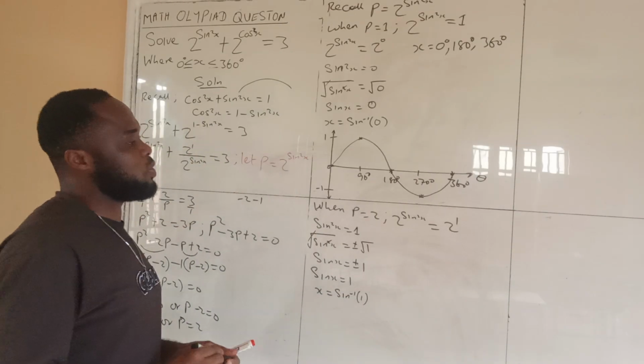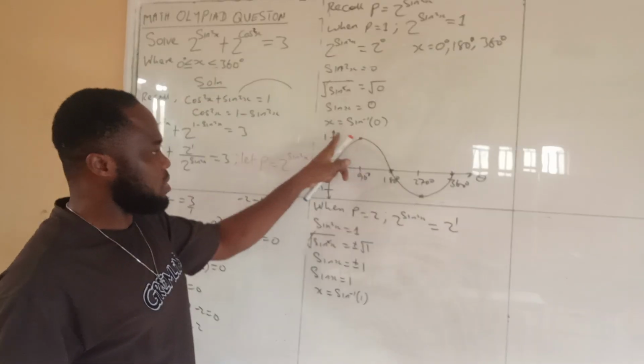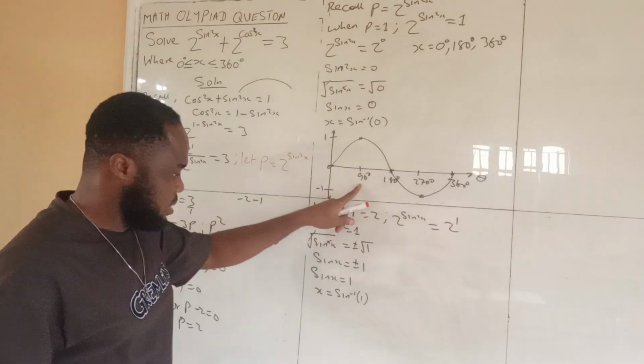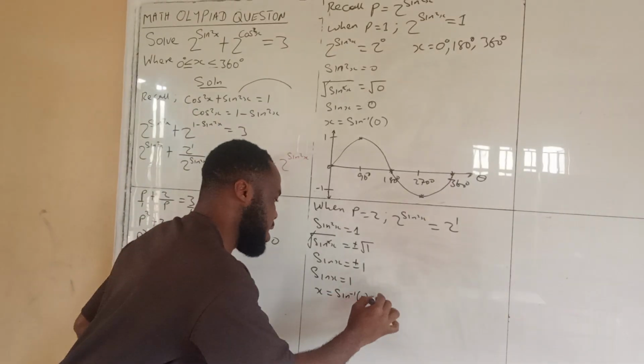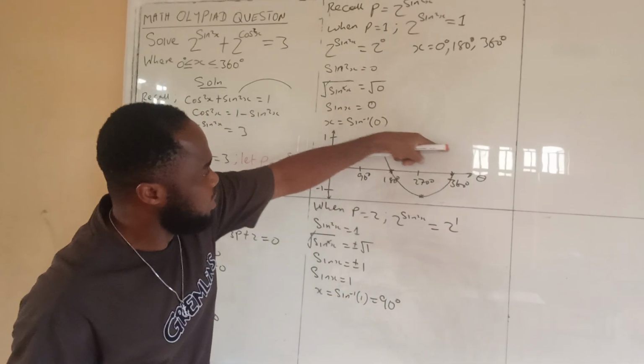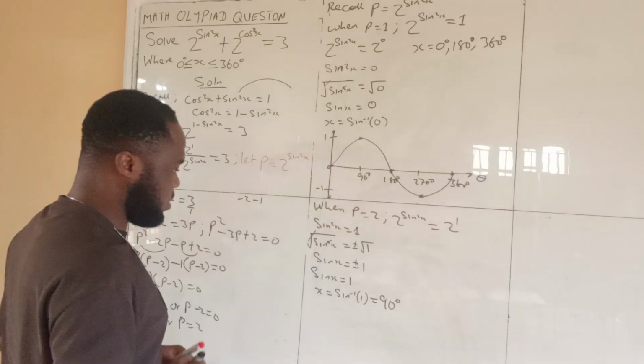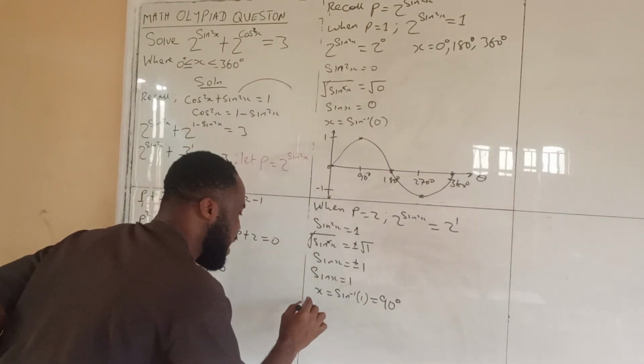So let's go back to our graph. Sine 90 degrees is 1. So sine inverse of 1 will give us back 90 degrees. You see, there is no other value here, so we have only one value within 0 and 360 degrees. Again, let's take our negative 1.